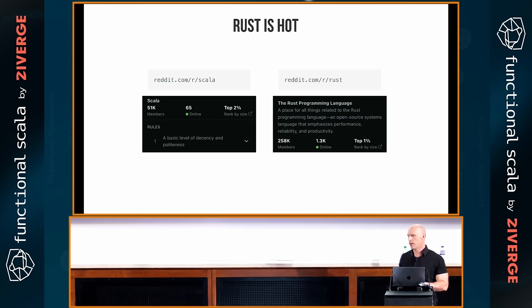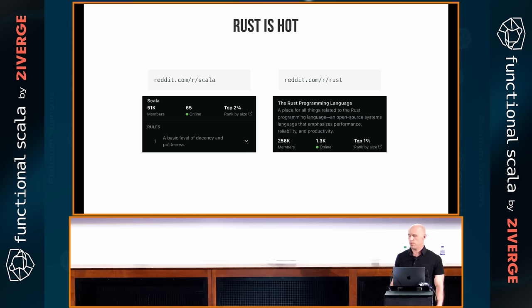So go ahead, open up your phone or your browser, hop on over to Reddit, the Scala Reddit and the Rust Reddit, and you're going to see something that just blows my mind, really. There's probably 50 people in the Scala Reddit, and if you all join, that's another 150 or so. And if you go to the Rust one, there's probably more than 1,000 there, maybe 2,000, online right at this very moment. That's huge. We're talking 20 times more people online right now paying attention.